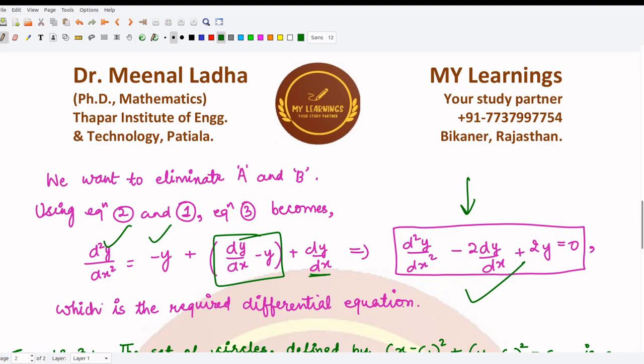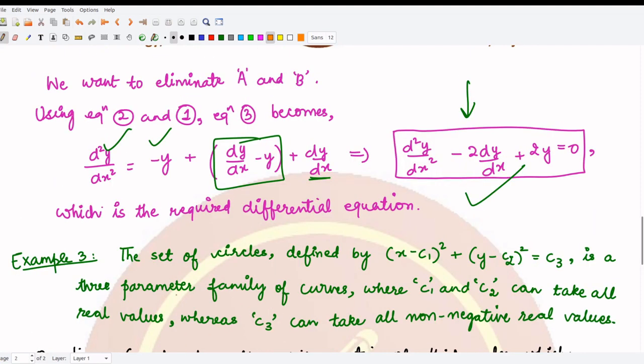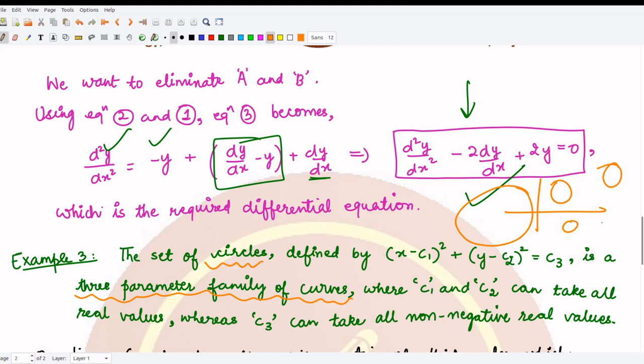Now let's move forward and have a look at our third example. Here in this example we have a 3-parameter family of curves. Now this would include 3 different arbitrary constants. So this is the set of circles. Here we are taking arbitrary circles. One circle is here, one is here, one is having bigger radius, one is having smaller radius, and so on. So the radius is also arbitrary, and the center's x and y coordinates are also arbitrary in nature. So therefore it is a 3-parameter family of curves.